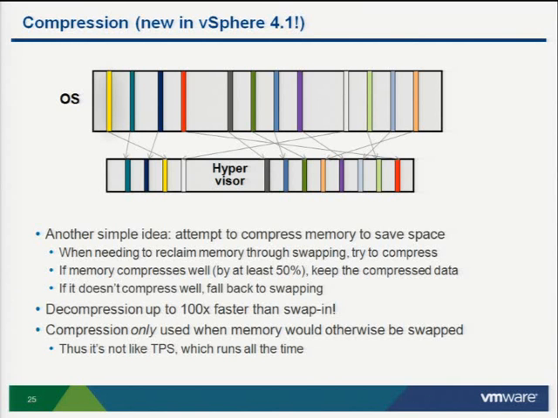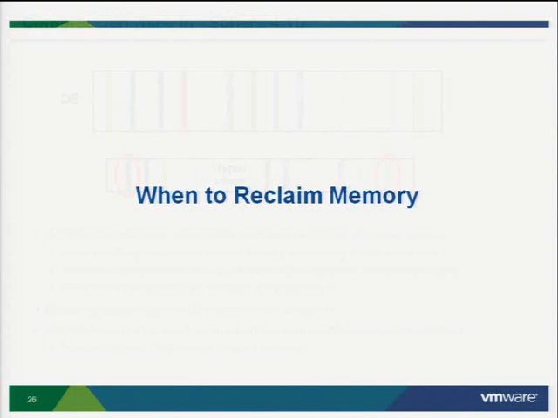The only other point I want to make is that compression only runs when memory needs to be swapped. It's not like transparent page sharing where it runs all the time. The hypervisor doesn't just randomly go off and try to compress pages. Instead, what it does is if some region of memory needs to be swapped out, the hypervisor first tries to compress it. Oh, and we have a little graphic here. Okay, so you see how now multiple pieces of memory fit into one region there.